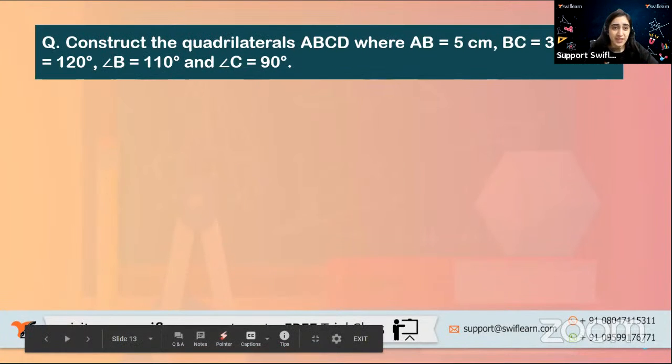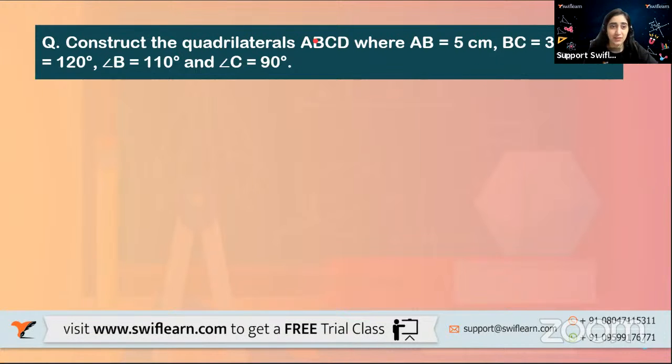The next question says that now you have to draw and tell me. You can give it on the chat box. I can see it there. Which will you choose first? Which is the base side? Okay. Construct a quadrilateral ABCD where AB is 5 centimeter, BC is 3 centimeter, angle A is 120 degree, angle B is 110 degree, and angle C is 90 degree. So how to proceed?